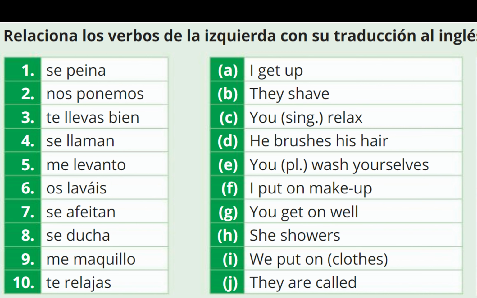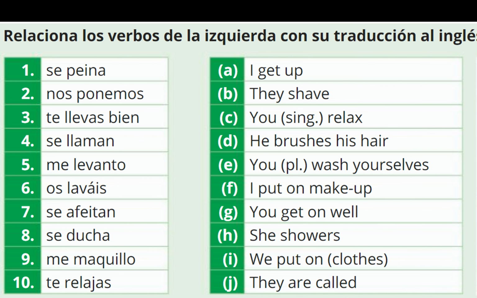Seguimos, okay? So, relaciona los verbos de la izquierda con su traducción al inglés. So you are matching up the verbs on the left with the translations on the right. So again, pause the video and work your way through that, por favor.